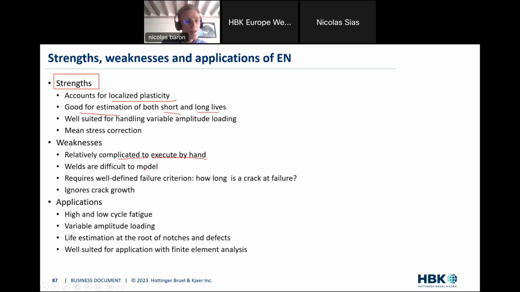Welds are more difficult to model. Well, welds, I think they deserve a seminar per se, really, because welds are another kind of reason for failures. So let's not talk about welds today, but welds really necessitate specific approaches. And as for applications, you can use the EN approach in high and low cycle fatigue, whatever the kind of loading you have, it works very fine.